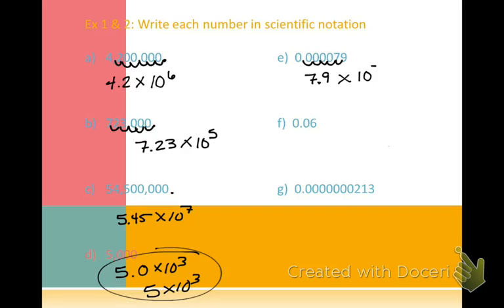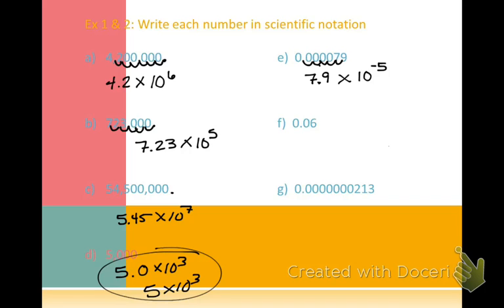Negative 6. Oh, wait, no. We can go to the left. Negative 5. 1, 2, 3, 4, 5. I was right. Me too. I got it. I wrote negative 5 down, I just didn't say it. Of course, I get it.